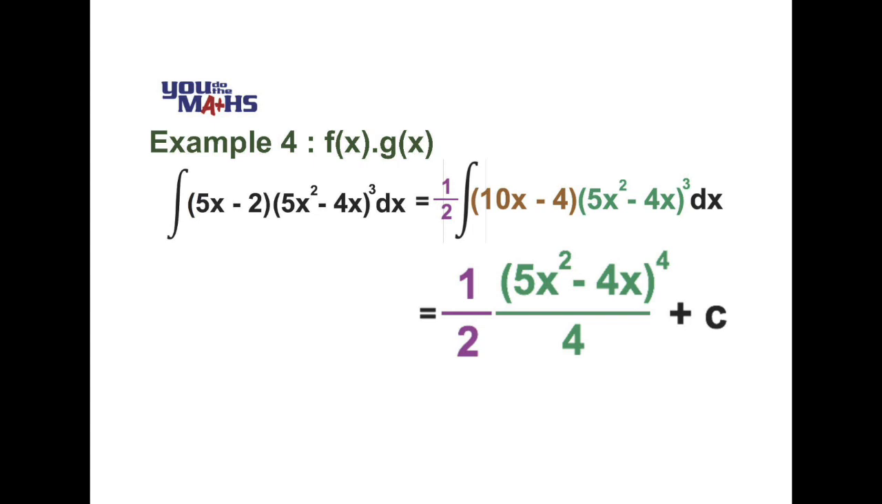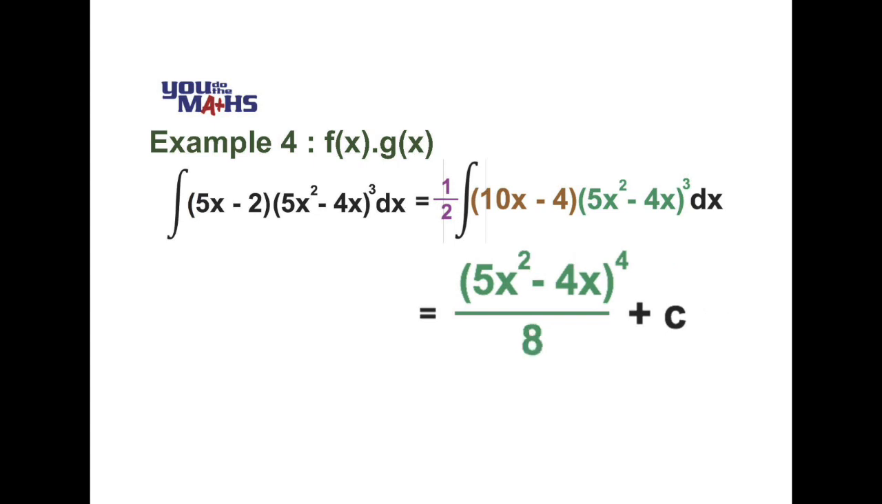So our solution will become 5x squared minus 4x raised to the power 4 divided by 4. And that's all multiplied by the factor of a half, which we took outside the integral. We can now simplify our solution by multiplying the fractions together. 1 multiplied by the bracket, of course, will still leave us with 5x squared minus 4x to the power 4, and the denominators will become 8. We still have the plus c at the end of our solution, so the final integral becomes 5x squared minus 4x to the power 4, all divided by 8, plus c.